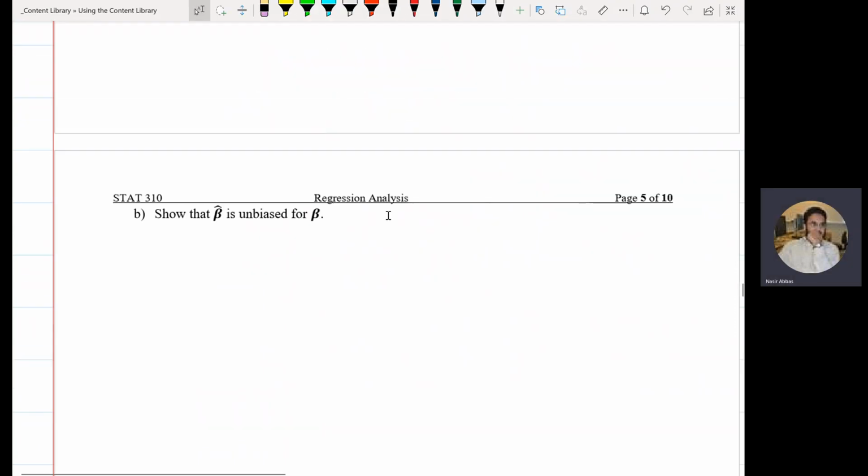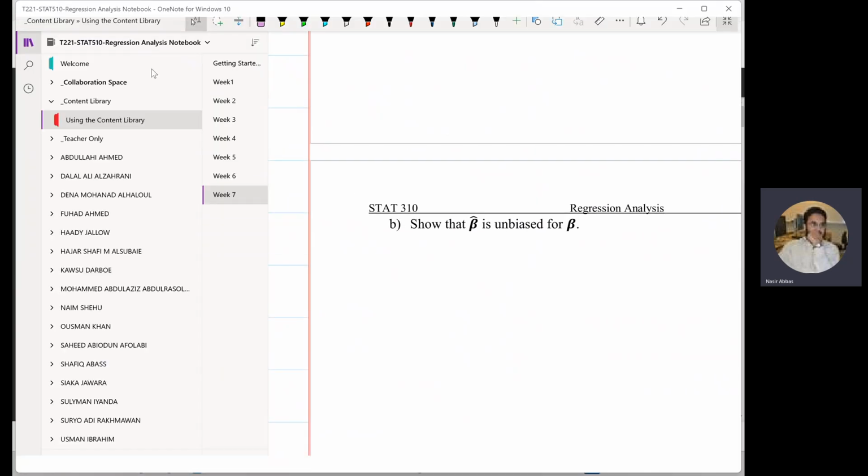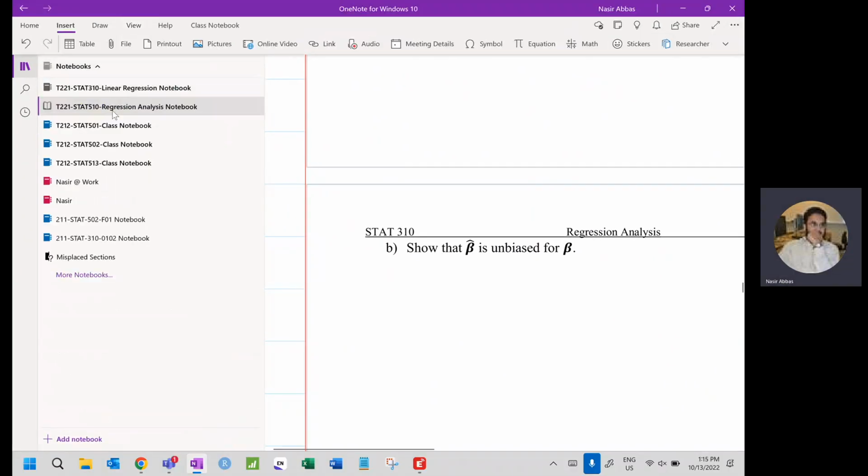Question number 2B. Show that beta hat is unbiased for beta. Again, a copy-paste question from the notes. I'll take you to the notes, maybe in the immediately next lecture.